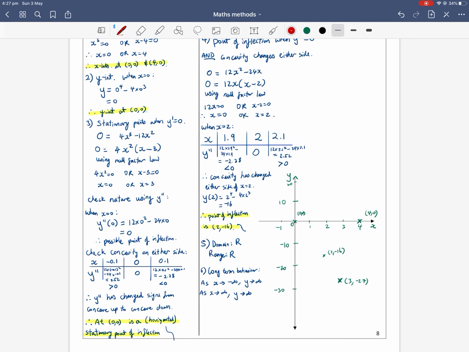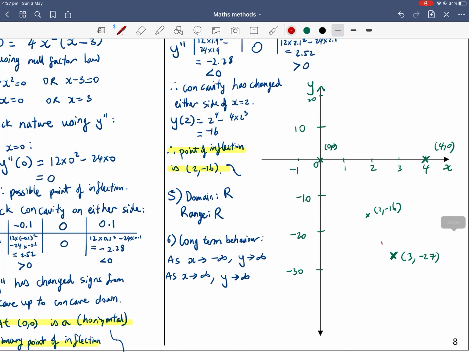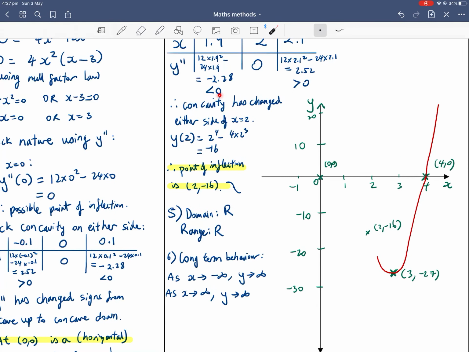Now let's do our best to join the curves. All right, what do we know? We know that 3, negative 27 is a smiley face, so we know it's going to go up like that, link up to the x-intercept there, and it's going to go up forever. We know that at 2, negative 16, it's a point of inflection that goes from a concave down, a sad face, to a concave up, a happy face. And this is where the happy face is, because that's the remnant of the happy face. So we know it's going to join up there.